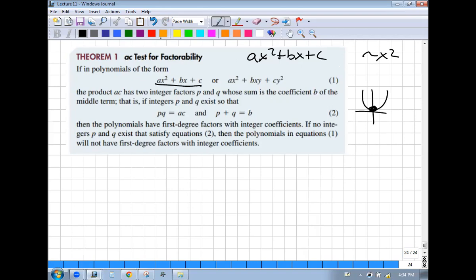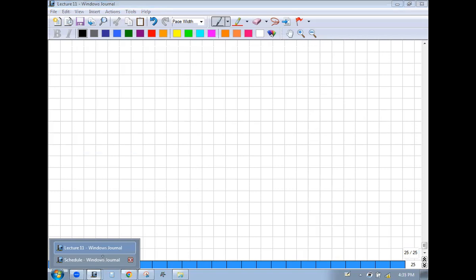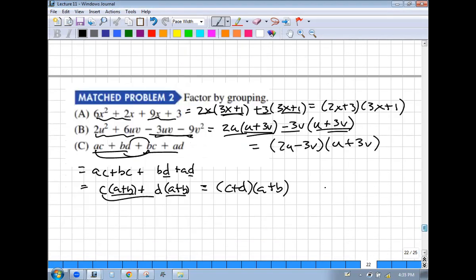So this is one single variable, this is 2 variable. So they say, look at the product of A times C. Whatever that number is, your leading and your last coefficients. All right, multiply them together. The product AC has two integer factors, P and Q, whose sum is B. So it's easier to do an example here. So like I said, up here, how did they know to write 11x as 2x plus 9x? That's the trick, okay? How do you figure out 2 and 9, okay?